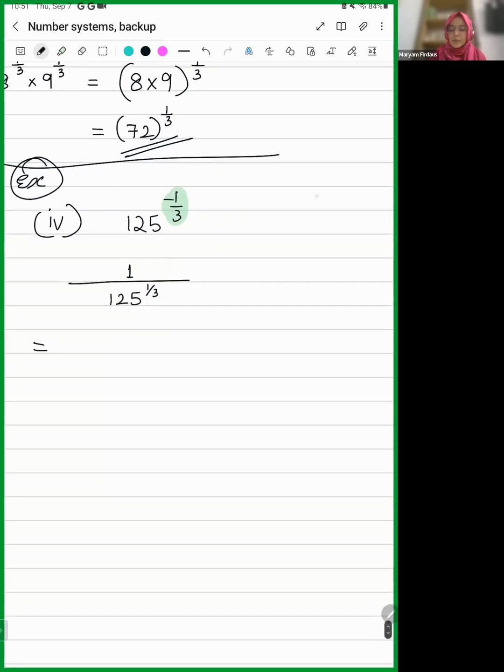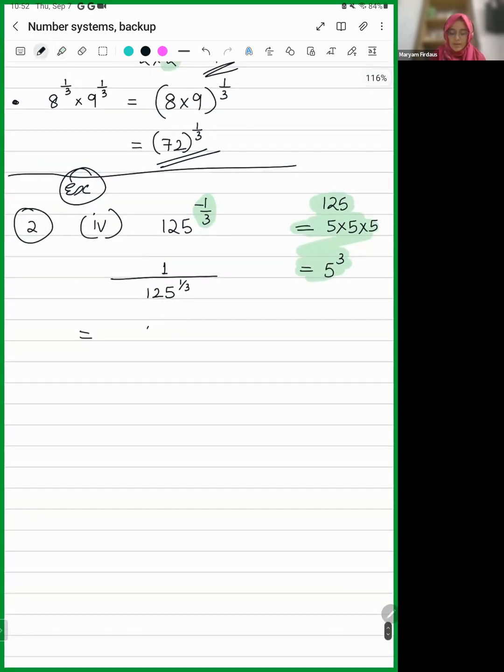Now 125 can be written as what? 5 into 5 into 5. So this is basically 5 raised to the power 3. We are writing 125 as 5 to the power 3, and this whole thing to the power 1 by 3. What you said is right, but I'm just showing you how it can be done step by step.